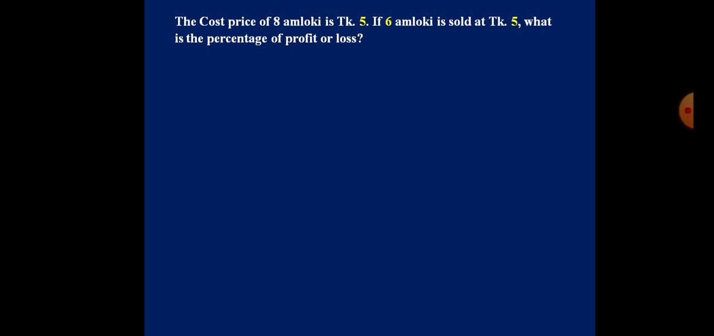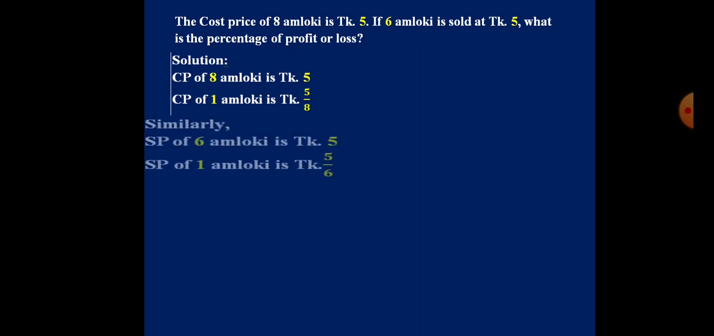Okay, cost price of 8 amloki is taka 5, so cost price of 1 amloki is taka 5 over 8. We are dealing with cost price of 1 amloki because the problem is rather difficult actually. He did not sell 8 amlokis. That is why we need to deal with cost price of 1 amloki. In a similar way, we need to deal with the selling price of 1 amloki.